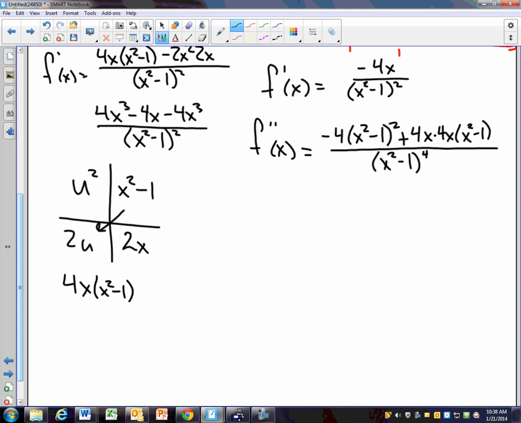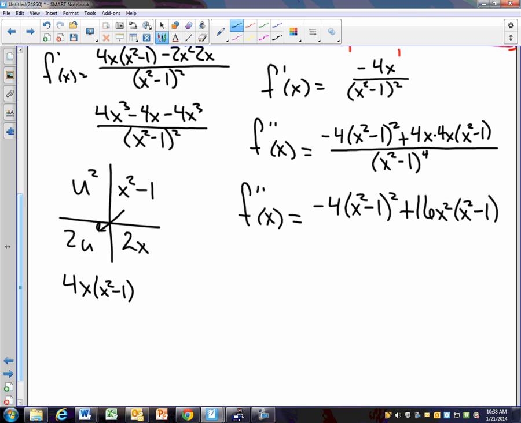to the 4th power. We need some simplifying. Just think if you didn't have good algebra skills, how difficult this problem would be. So I'm just going to take one small step here so you can see what's going on. -4 times x squared minus 1 squared plus 16x squared times x squared minus 1, all over x squared minus 1 to the 4th. This plus 4x? Because in the quotient rule, when you subtract the second part, you're subtracting then a -4x.